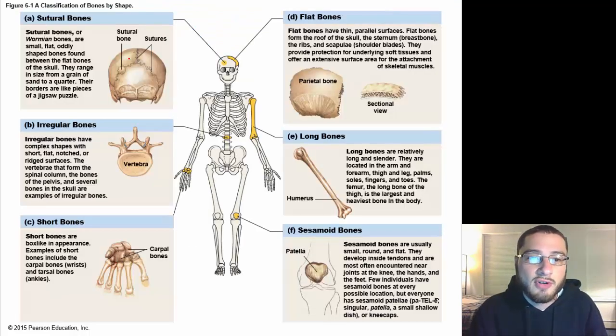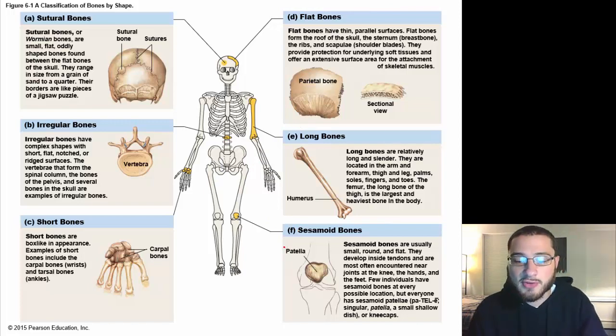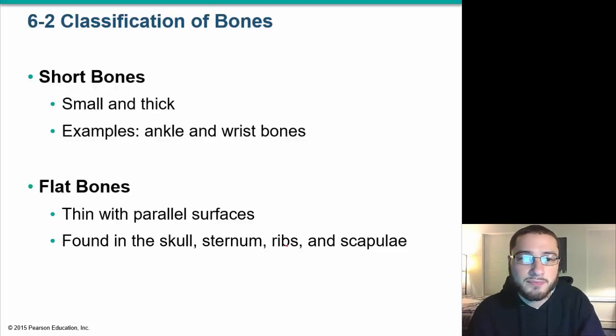So sutural bones are in the skull. We see irregular bones in the vertebrae, or in the spine. Short bones, typically we see those in the wrist. Those are your carpal bones. Flat bones are in the skull as well. Long bones are in your femur and your humerus, and then sesamoid bones. This example talks about the kneecap.